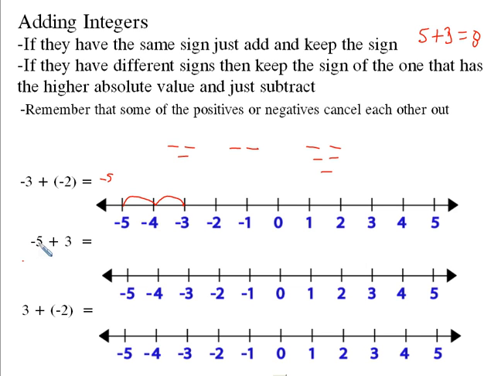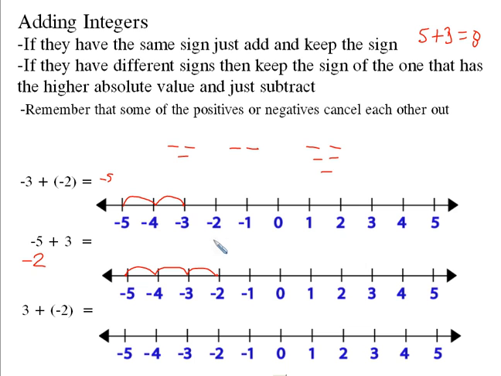So now I just changed it into a subtraction problem. 5 minus 3, and that's going to be 2. And that should be our answer. So let's see here. If we start off here at -5, and then we're adding positive 3: 1, 2, 3. Makes perfect sense again.